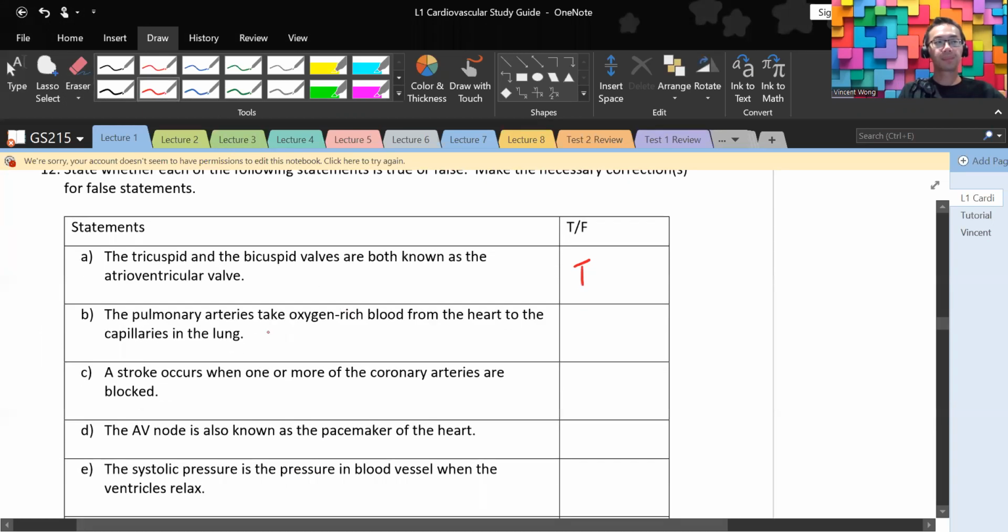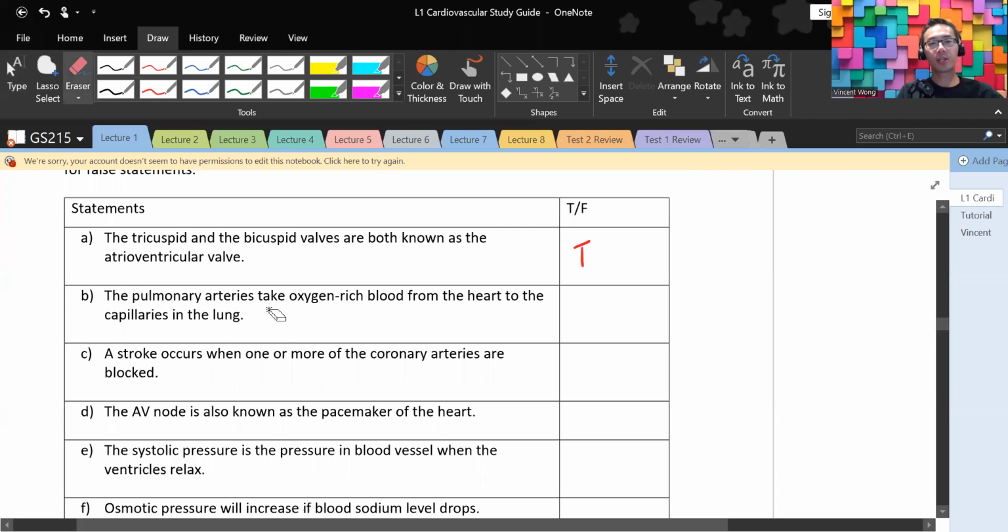The next one. The pulmonary arteries take oxygen-rich blood from the heart to the capillaries in the lungs. That is false. If you're taking the blood to the lungs, then it would actually be oxygen poor, right? Not oxygen rich. So that's a mistake.